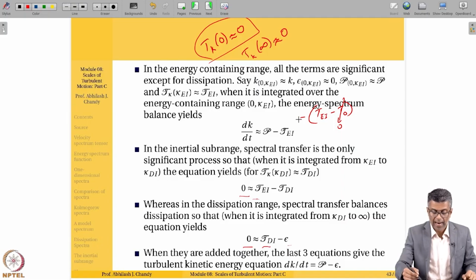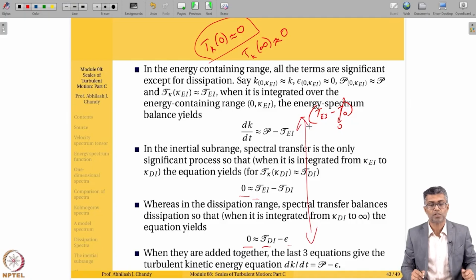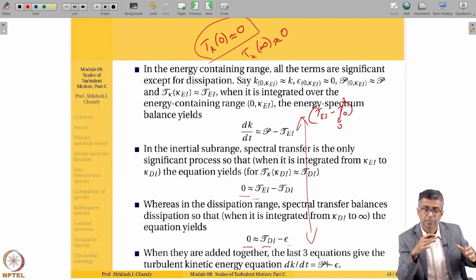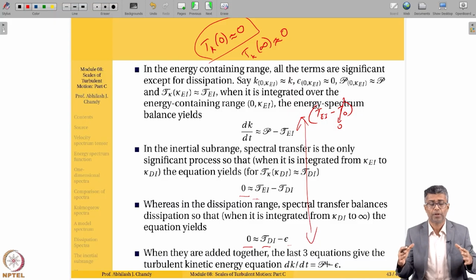Now if you add all of these three equations, what you get is dk/dt is production minus dissipation. That's it. So the transfer doesn't matter in the overall scheme of things. Over the overall wave number range, the transfer doesn't matter. It is either production or dissipation. So the rate of change of kinetic energy is the net production minus the dissipation. That's what it is.